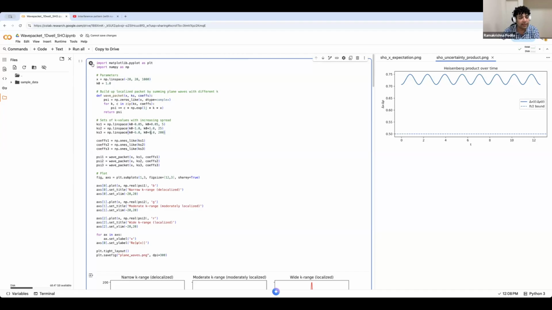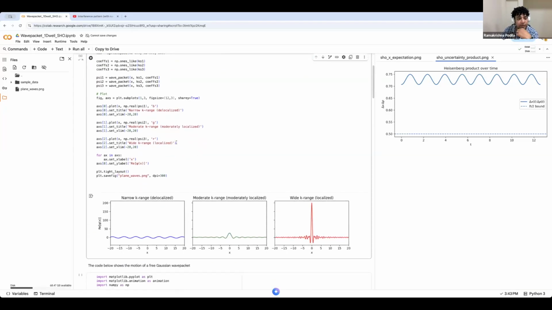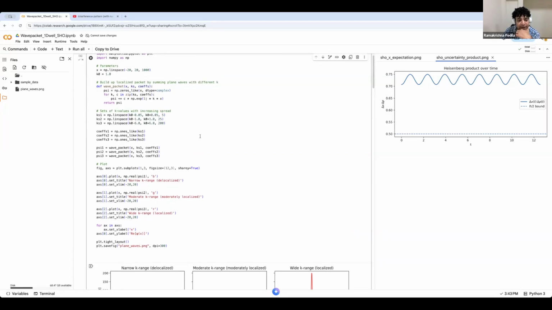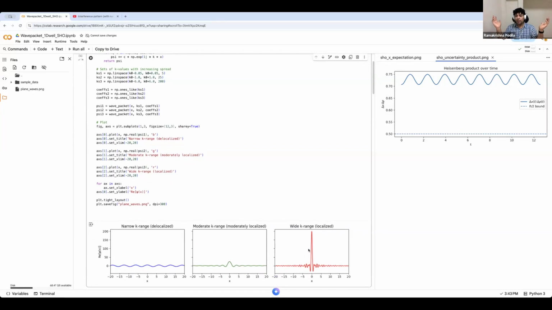And then let's run it and see. So you see that wherever I have the wide range, the wave particle is localized, because I'm using multiple momenta to build the wave packet, right? So I can use these multiple momenta to build the wave packet. There are multiple waves that are giving me a localized spot.